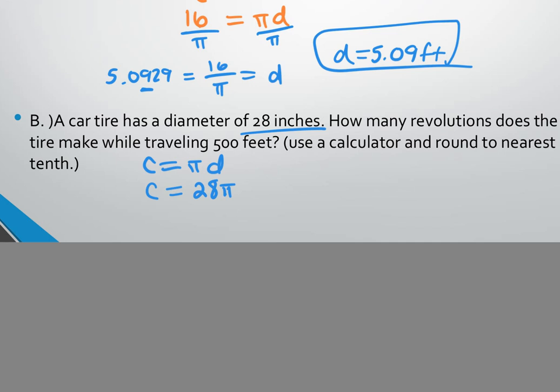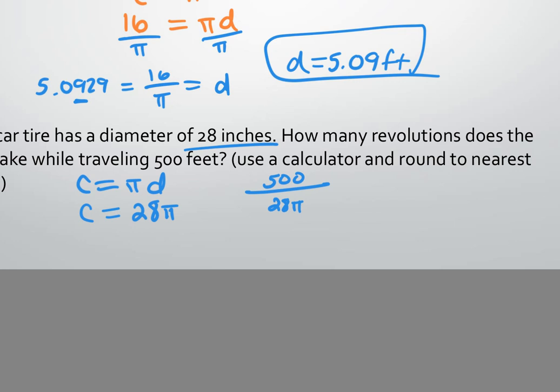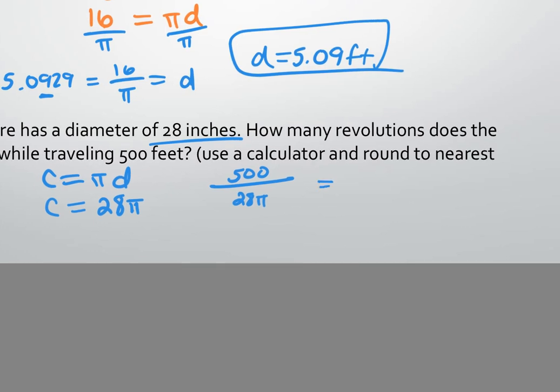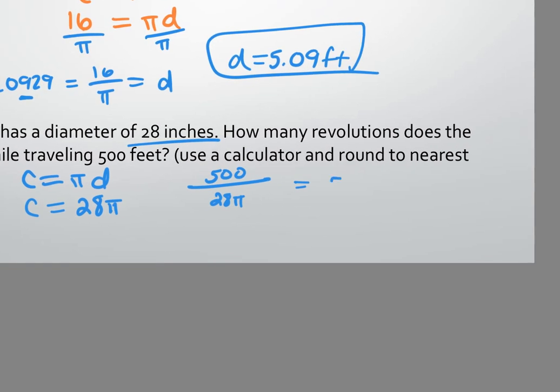So if it's saying how many revolutions does it take to go 500 feet, how do I find it? Divide. I take the 500, that's the total distance traveled, and divide by how much is traveled in one revolution, which is 28 pi. So I get 500 divided by, and I have to group together the 28 pi. So you could do 28 pi first, or you could do 500 divided by 28 pi. Do we always round to the hundredth? No, just pay attention to what it tells you. This time it says tenth, right? So this would be 5.68, which rounds to 5.7.